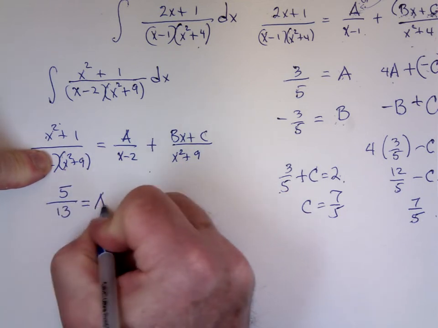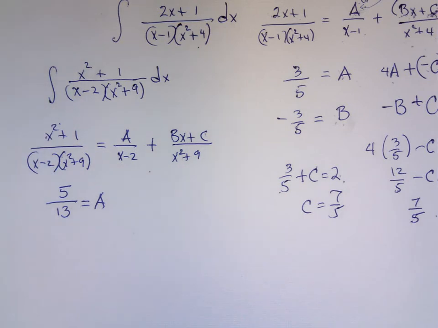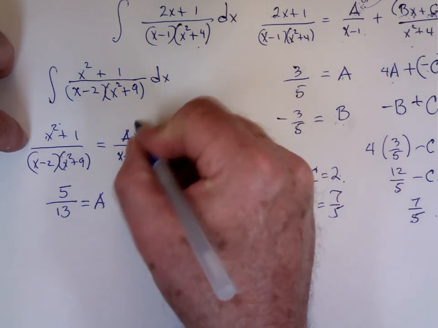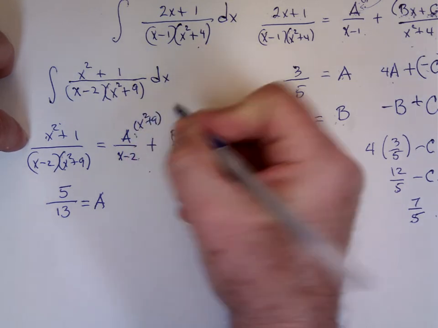We're going to have to multiply this numerator and denominator by x squared plus 9 to get our common denominator, which is their product. This bx plus c would have to get multiplied by x minus 2.